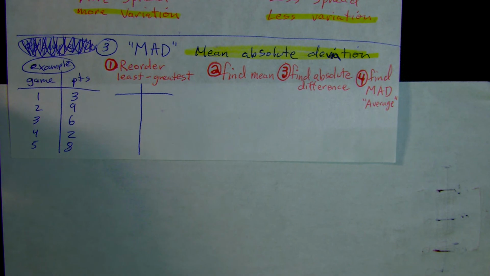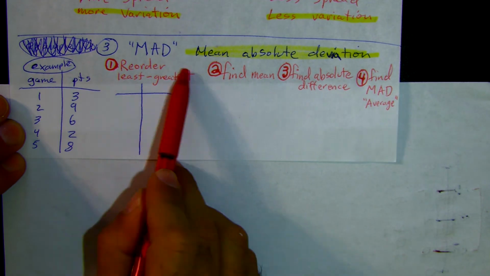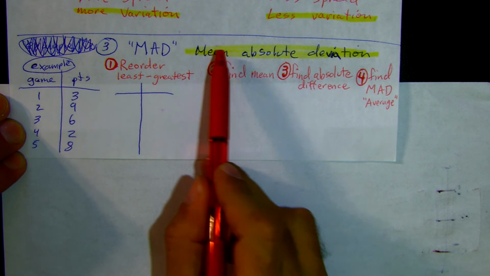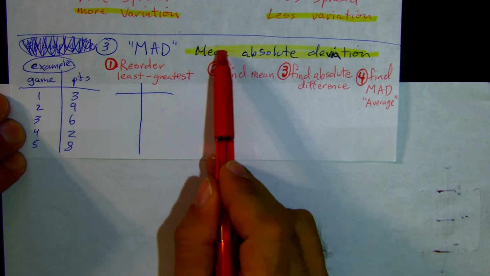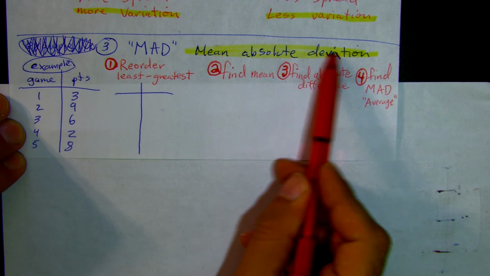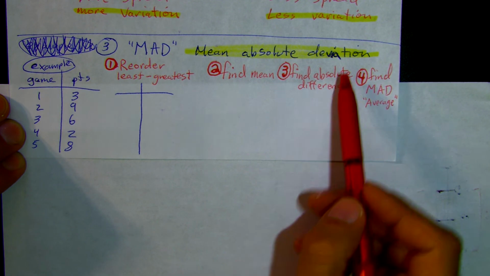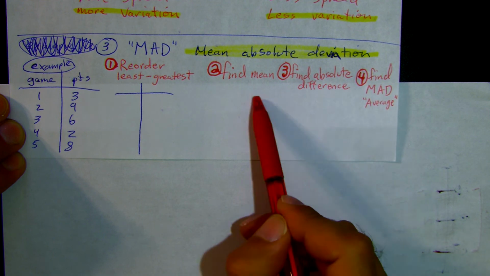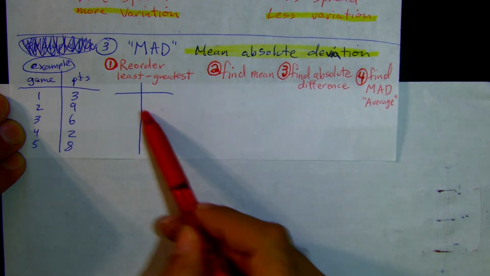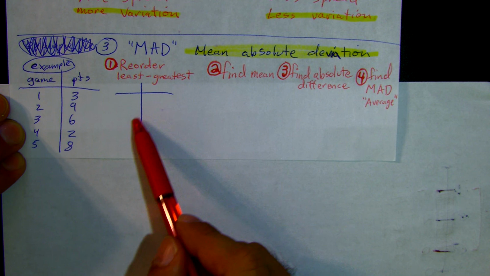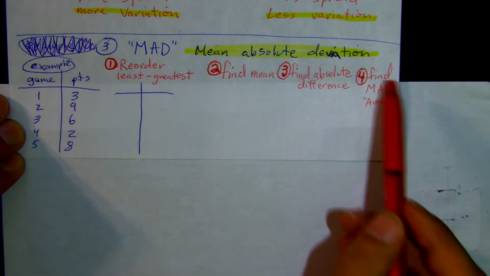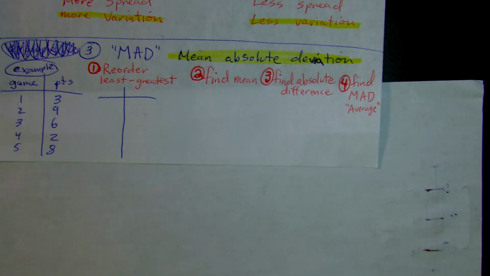The steps to find this are, first, we're going to reorder from least to greatest. We're going to find the mean because we're finding how far the data points deviate, are different from the mean. Then we're going to find the absolute difference from that mean for each of my points. Each of my points here, I'm going to see, how far is each of these from the mean of all the points. And then I need to find the average of that, okay? It's kind of like finding the average twice.